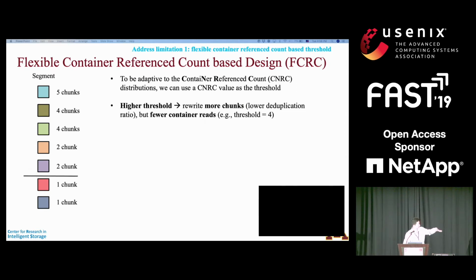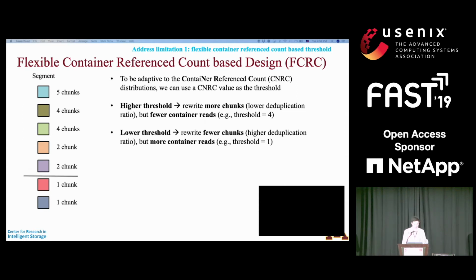But if we set the threshold lower, which means we rewrite fewer chunks, but we need to tolerate more container reads, the problem comes out. In this case, how can we set the container reference count threshold for each segment so that it varies according to the distribution of the chunks in that segment? One way is, based on the user requirement, you set up the higher bound and lower bound for the reference count threshold, and then you can adjust between them.